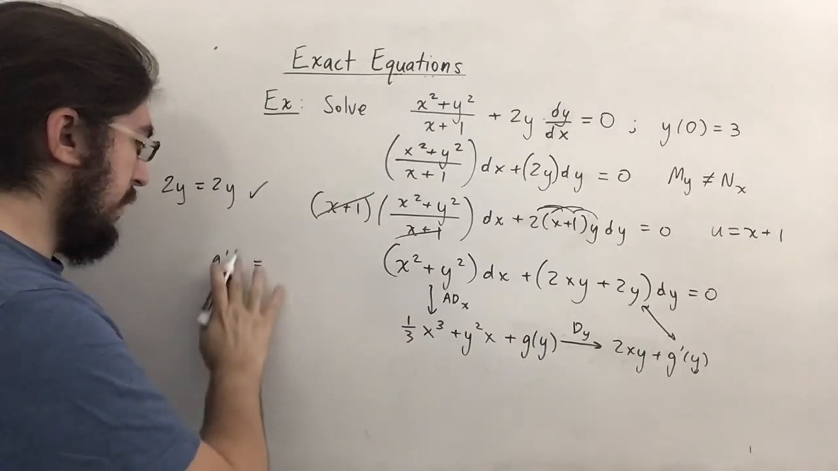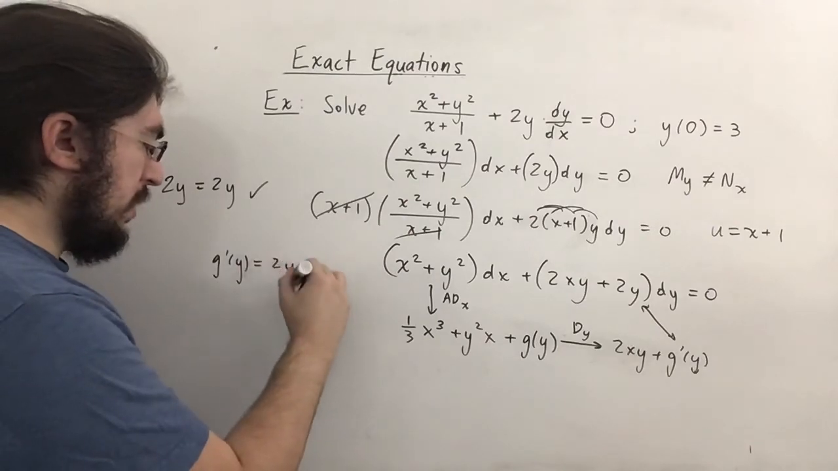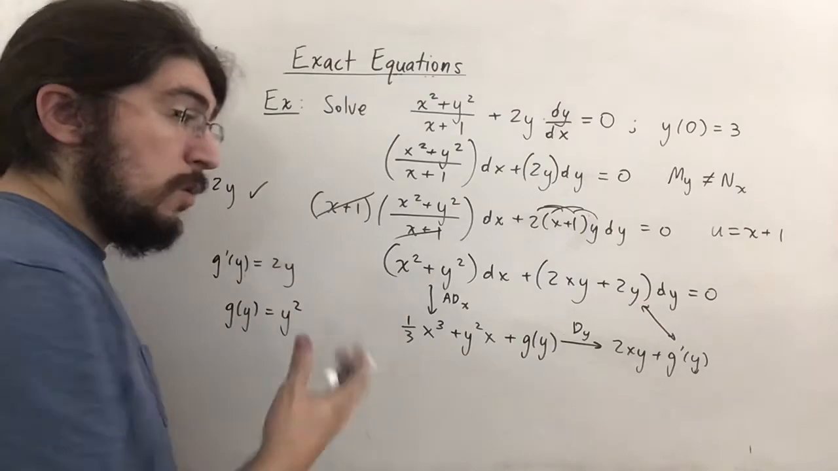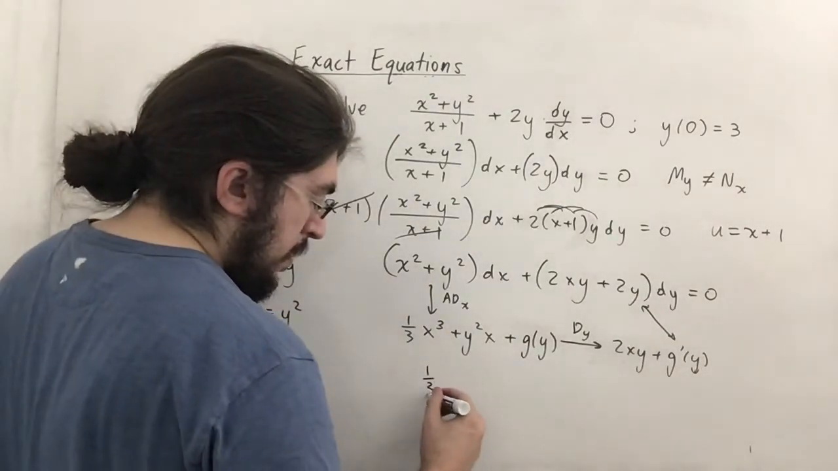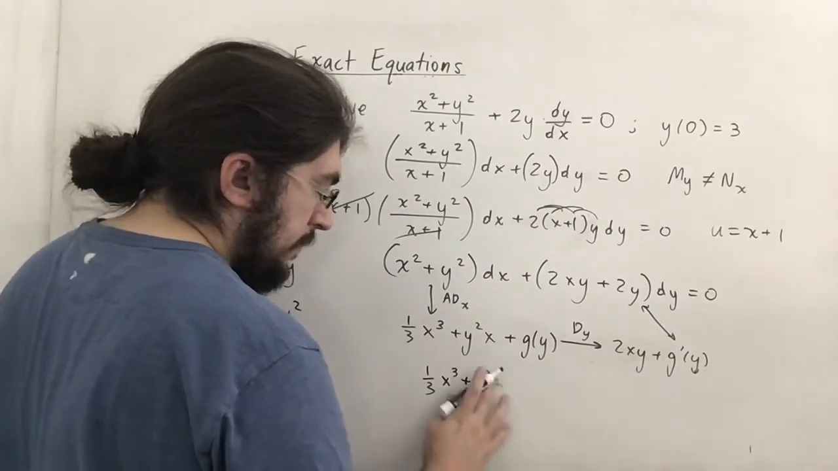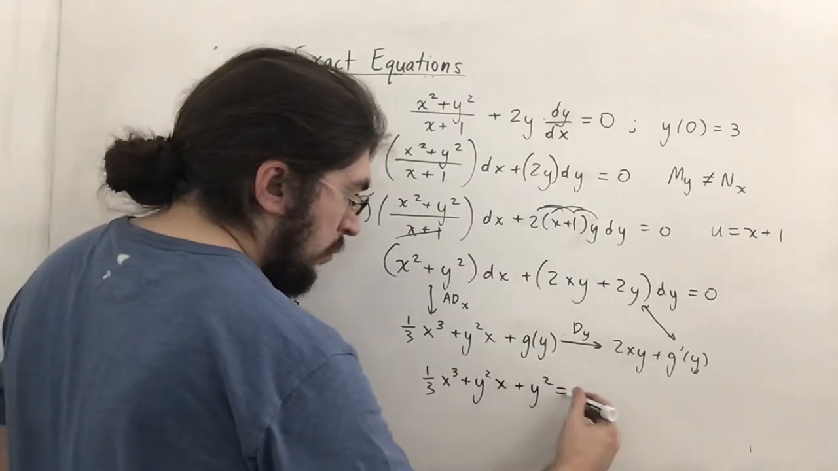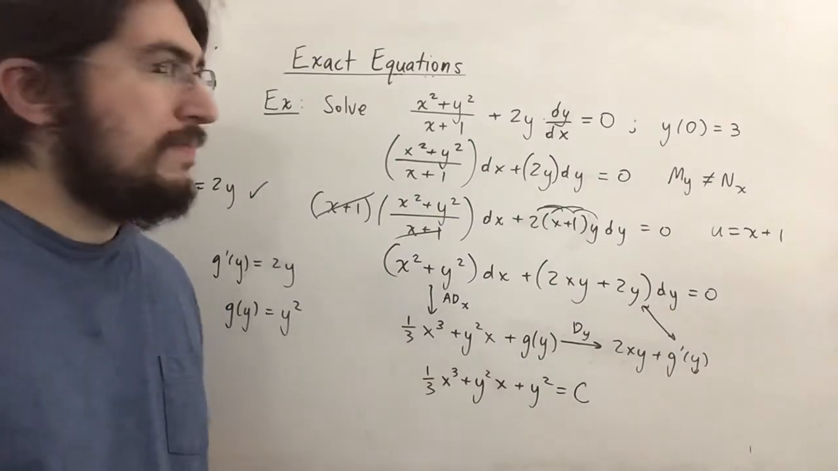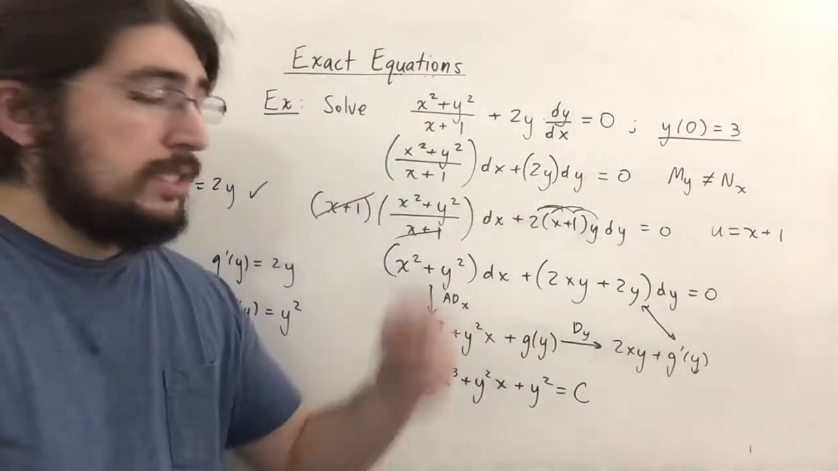Let me write that a little better, sorry. If g prime of y is 2y, then clearly g of y is the antiderivative of 2y, which is y squared. So that means this is our solution. We have 1/3 x cubed plus y squared x plus y squared equals some arbitrary constant c. That would be our solution when we box it up, but we have this initial condition to take care of. Now that's kind of a problem on its own.